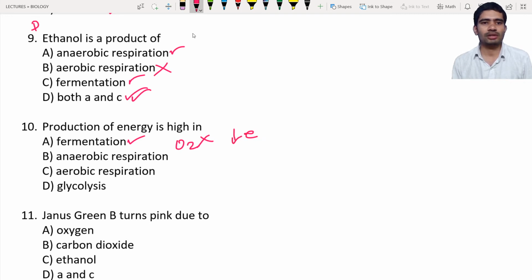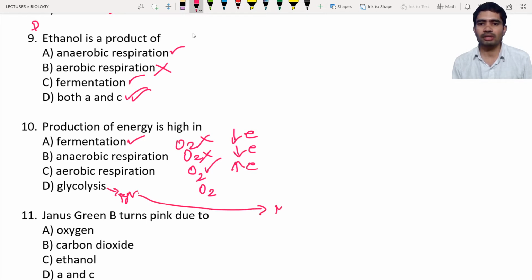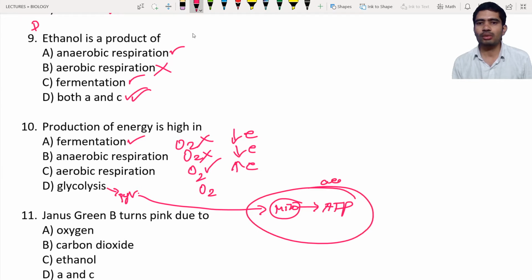Okay. So next, anaerobic respiration. So no chance at all. Why? Because in anaerobic respiration there is no utilization of oxygen, hence there is less energy production. Aerobic respiration means oxygen is utilized, hence there is a production of higher energy. Okay. Glycolysis. Glycolysis means only the breakdown of the glucose, that's all. After the breakdown of the glucose, the pyruvates are produced. They have to enter into the mitochondria to produce ATP. So this process is known as aerobic respiration.